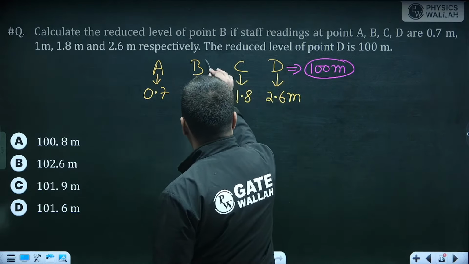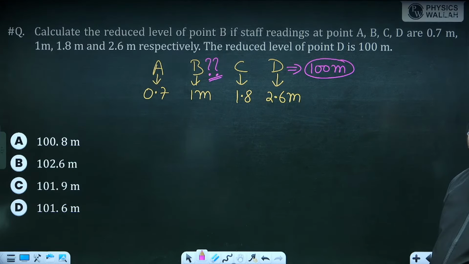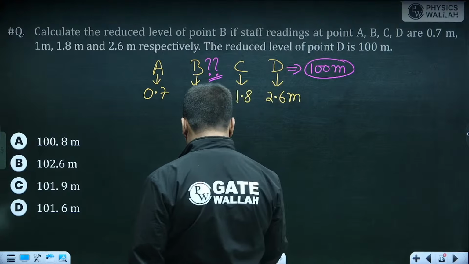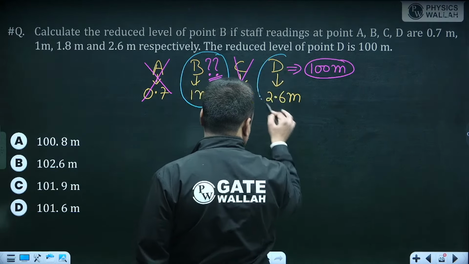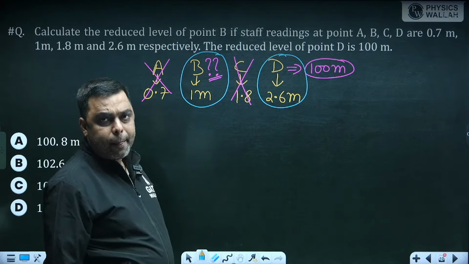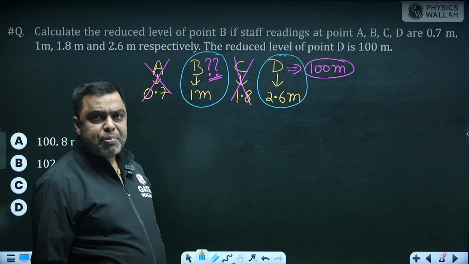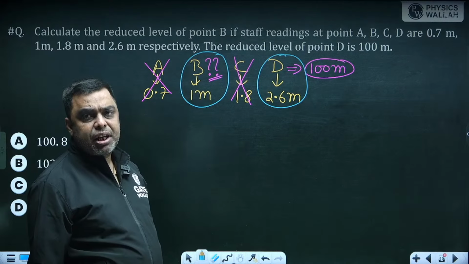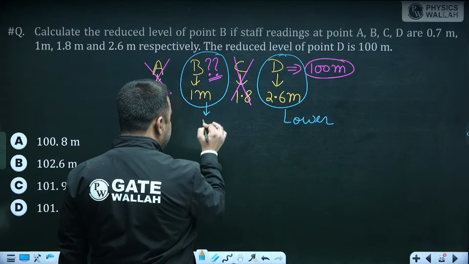Now, which one do you have to find out? RL of B. Now, tell me, let's forget that the other readings are not available, and compare only these two readings. At which station do we have the largest staff reading? I'm telling you a teacher's approach. At station D, the reading is larger. So this would be relatively lower and this would be higher.